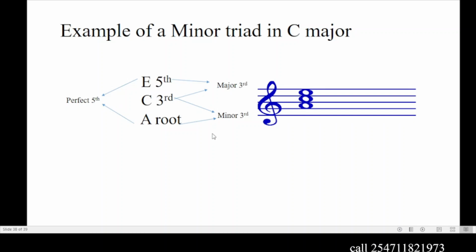Example of a minor triad in C. Now, using a minor triad starting from C, from C to E-flat is a minor third. From E-flat to G is a major third. From C to G, it's a perfect fifth. And that is the quality of a minor triad.